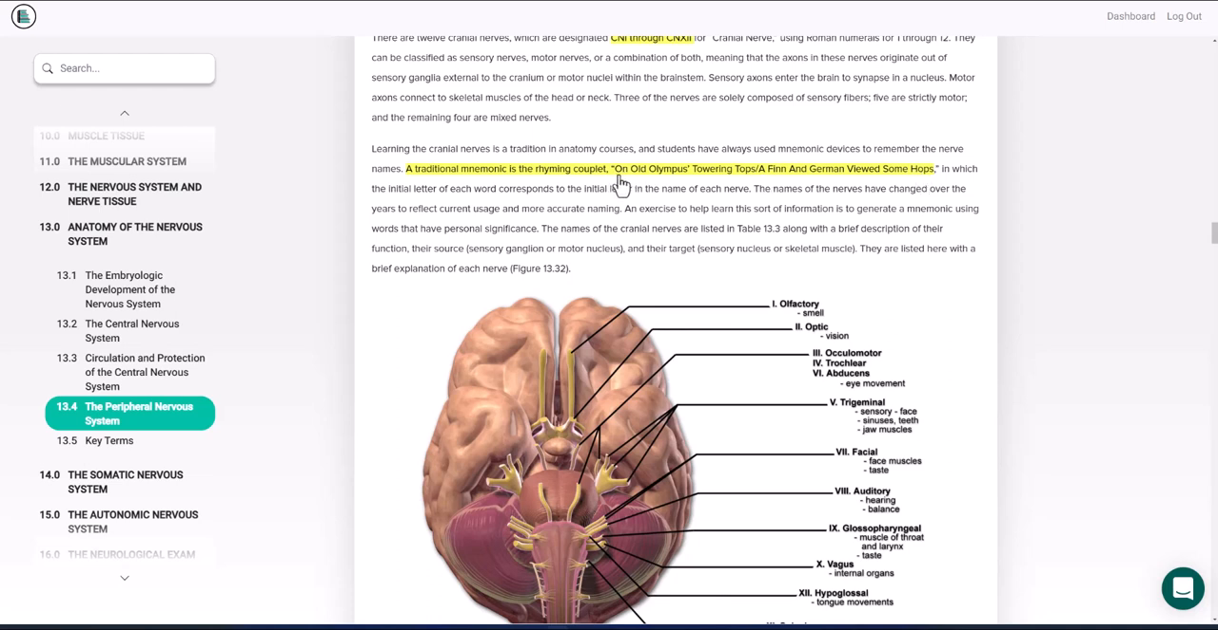The first letter of each of these words, O-O-O-T-T, that's the first letter of the name of the nerve, okay? So we'll see that the first nerve is called the olfactory nerve. So we see O for olfactory. The second nerve is the optic nerve, another O. The third nerve is also an O, an ocular motor.